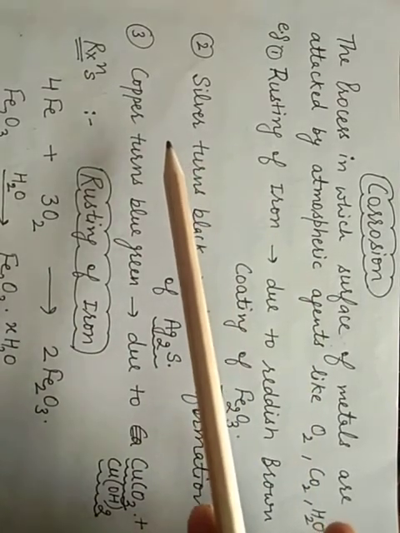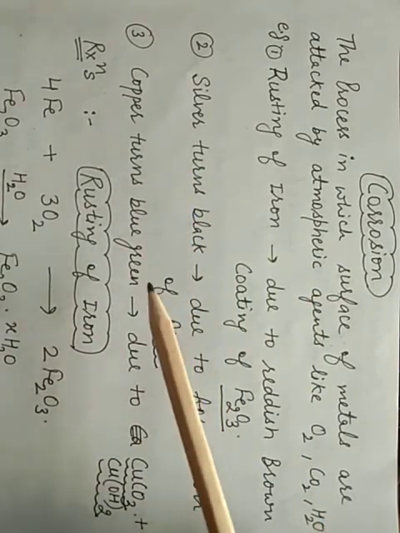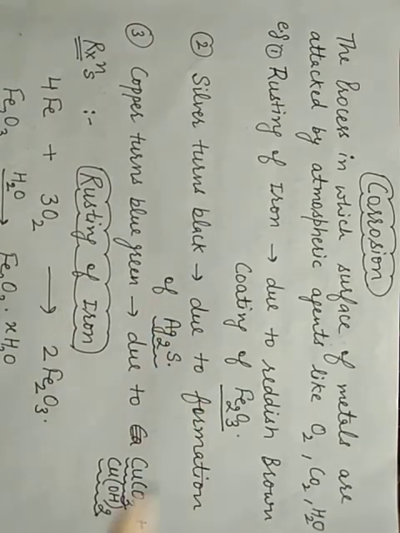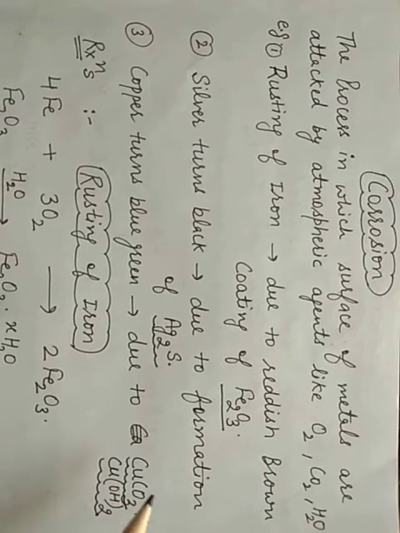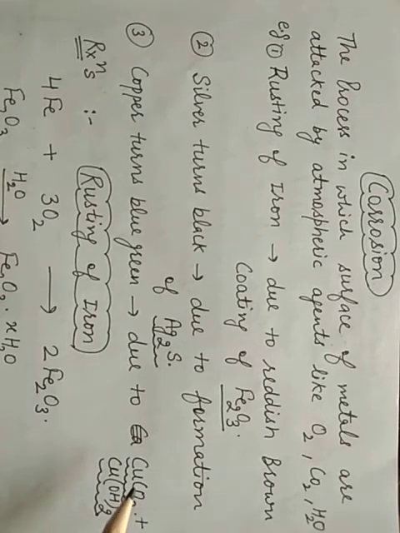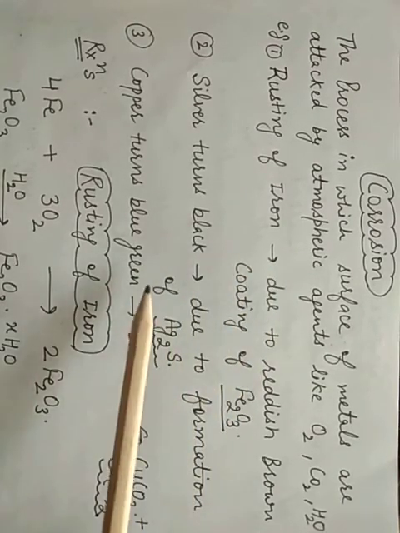Next, take another example, copper turns blue green due to the formation of copper carbonate and copper hydroxide. These are the examples of corrosion.